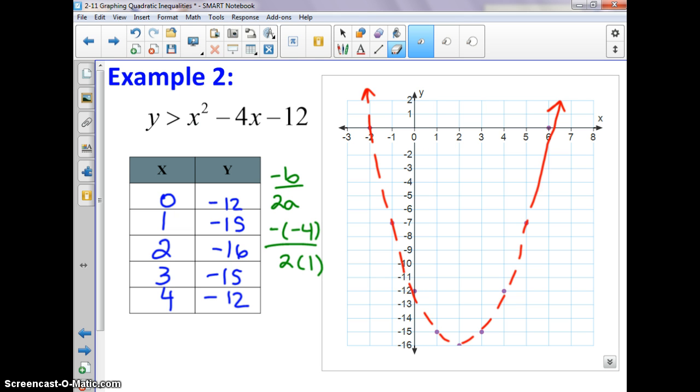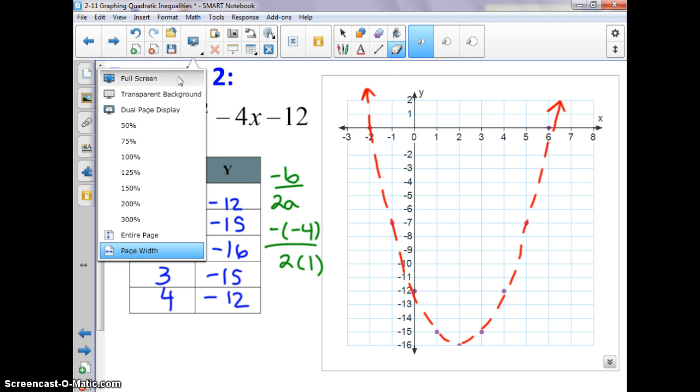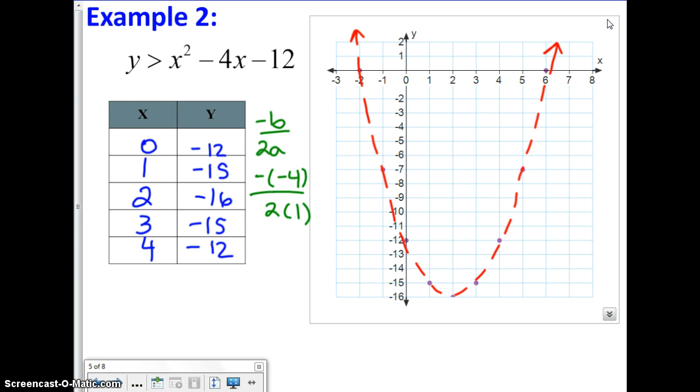Which is kind of good because I can get rid of some of this mess I made. Okay, so here is my dashed parabola now. Alright, so now the question is, I've graphed my parabola, I've checked to see should it be solid, should it be dashed.